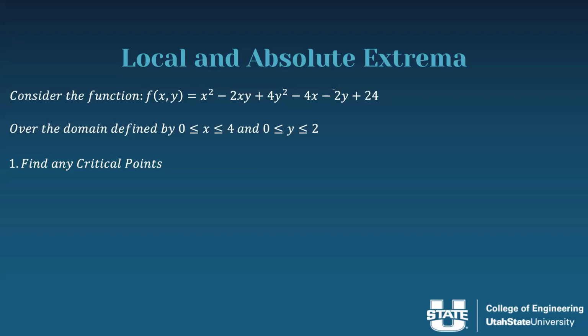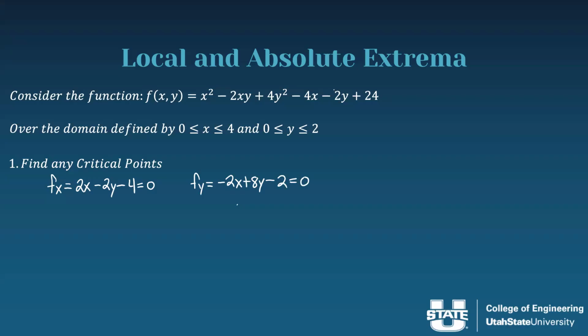All right. Let's work through it. In order to find our critical points, we're going to take our first derivatives. So f sub x is equal to 2x minus 2y minus 4. Is that what you got? And we have f sub y is equal to minus 2x plus 8y minus 2. We're going to set both of these equal to 0.